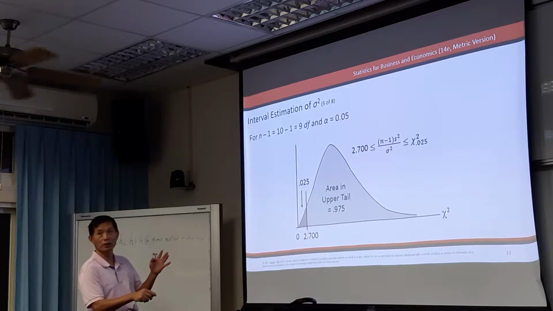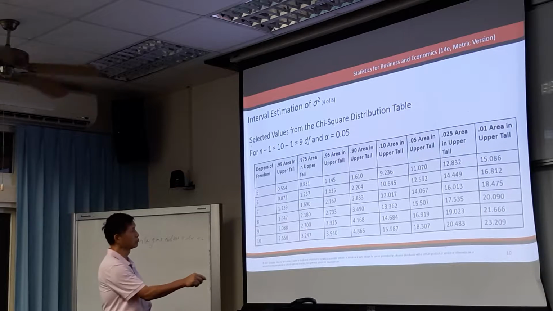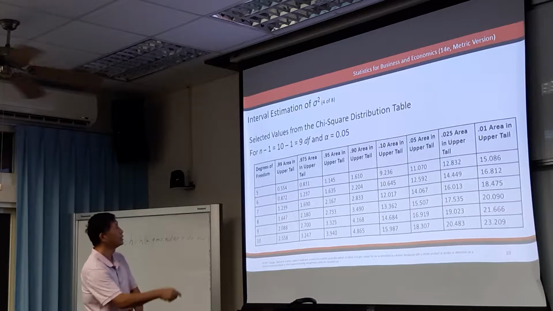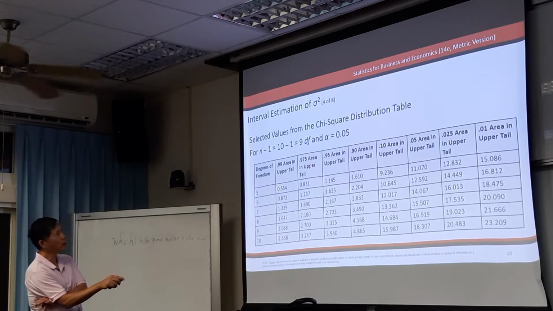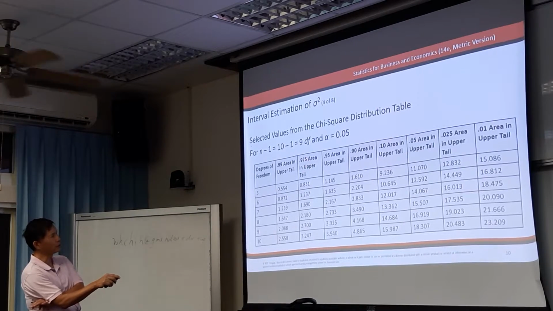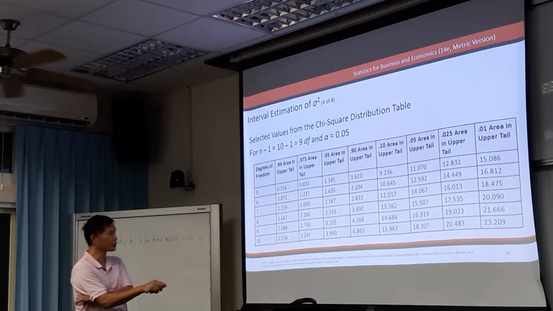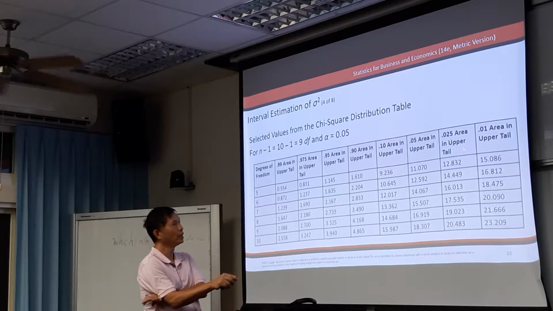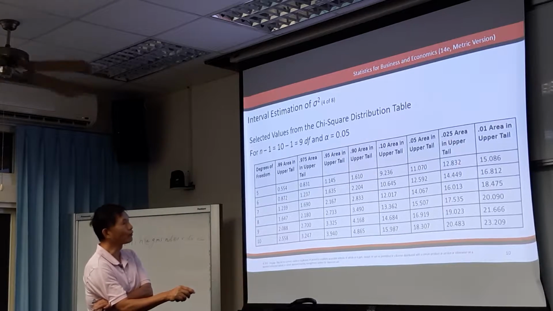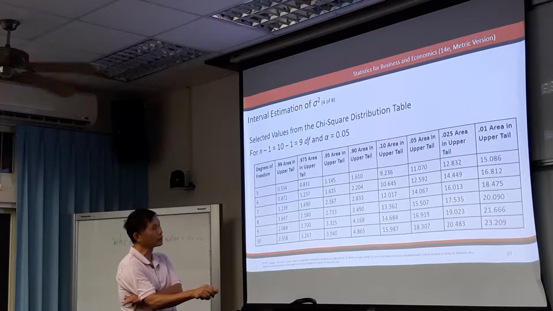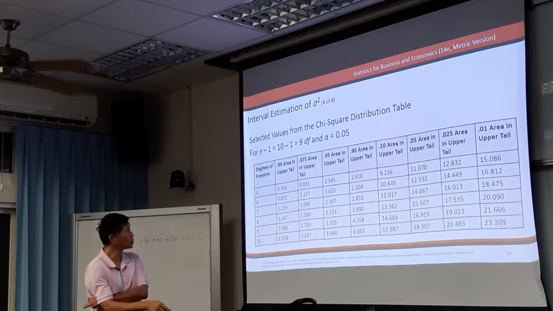So this is the lower bound for chi-square, 2.7, based on this value. Okay. And the degree of freedom is 9. The upper tail area is 97.5%. So the chi-square value will be 2.7. And the upper tail area is 2.5%. Okay, so the chi-square value will be 19.023.